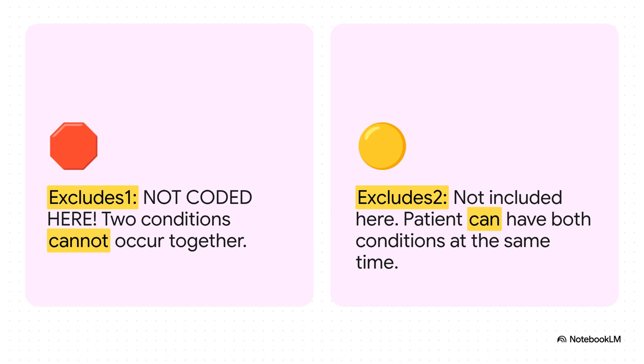It means not coded here. Two conditions simply cannot occur together, like having a congenital, meaning from birth, and an acquired form of the exact same condition. You must stop. No way can you use those codes together. Excludes 2, however, is more of a yellow light. It means not included here. The condition isn't part of the code you're looking at, but a patient absolutely can have both conditions at the exact same time. If it makes sense, you can go ahead and use both codes.